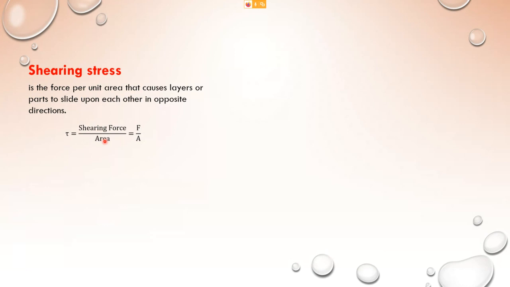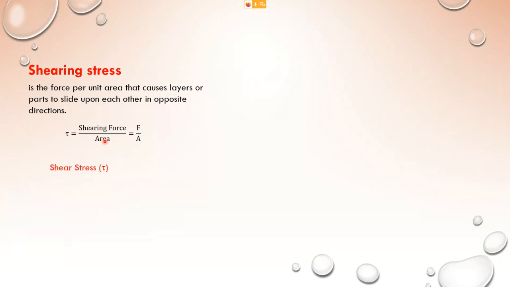Just imagine a pack of cards, you have your hands on top and your hands at the bottom. When you move both your hands in the opposite direction, you are causing sliding. So the area that you measure must be the total surface area on top of your hand. So we say the area is adjacent or parallel to the line of action of the force.